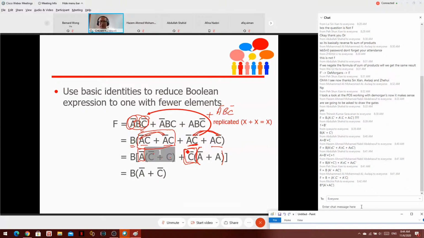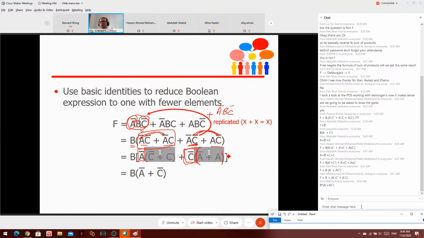Since not C or C is always true, not 0 or 1 is 1, and similarly not A or A is always true, in the end the solution here is B and not A or not C. Among all the solutions posted on the chat, Shasha's one looks the closest to my proposed workings.